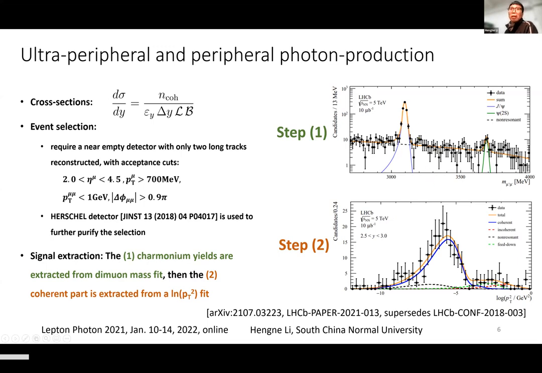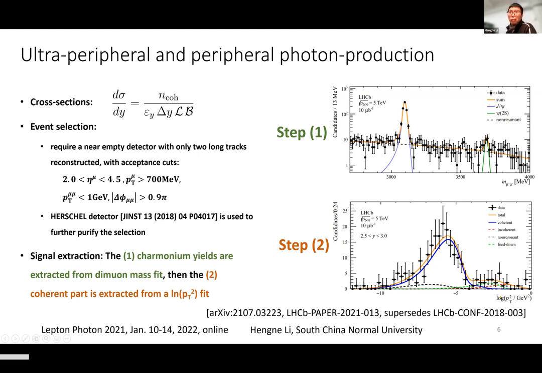And the signal extraction is done in two steps. First, as you can see in the top right plots, this is the invariant mass of the dimuon system. So you have the J/psi, you have the psi(2S), right? You first use the invariant mass to fit and get the J/psi signal. And then you're going to extract how much is the coherent part.